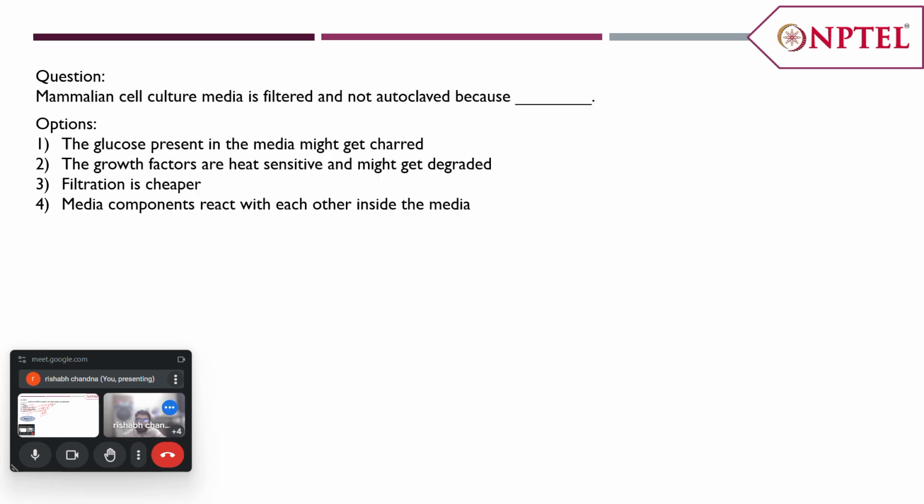Now moving on to the next question. Mammalian cell culture media is filtered and not autoclaved because, and these are the options. What can be the correct answer? Okay, any more answers?